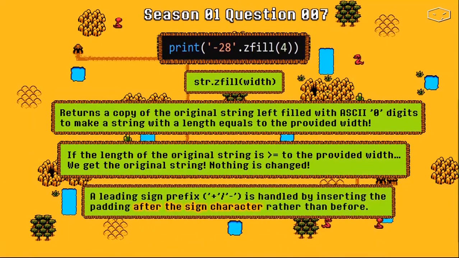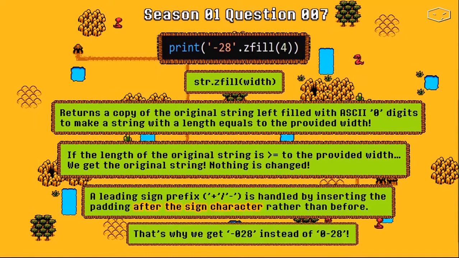left. Now comes the special rule. If our string has a leading sign prefix like a plus or a minus, it will be handled by inserting the padding after the sign character, after the plus or the minus. So this is why we get -028 instead of 0 -28.